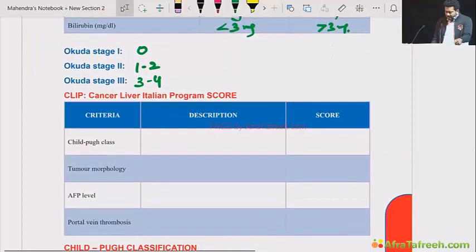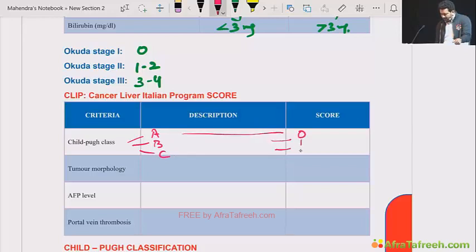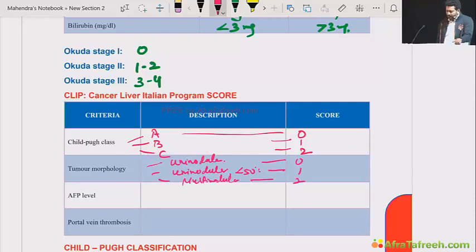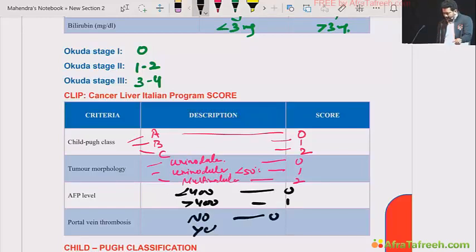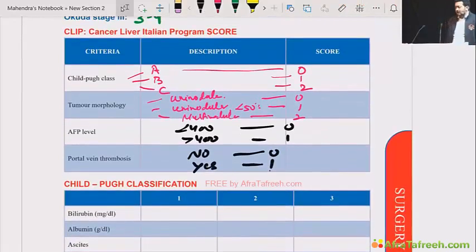Okay. Next staging is CLIP, that is Cancer of the Liver Italian Program. Child-Pugh class, we all know Child-Pugh has A, B and C. So Child-Pugh A, the score is 0, B is 1, C is 2. Tumor morphology, if it is uninodular, it is 0. If it is uninodular but involving less than 50% of the liver, 1. And if it is multinodular, it is 2. AFP level less than 400 is 0, more than 400 is 1. Portal vein thrombosis, no, 0, yes, 1. Okay, so in this case also, the higher the score, poorer is the prognosis. The main thing which you need to remember is that we see Child-Pugh score, tumor morphology and alpha-fetoprotein level along with portal vein thrombosis.